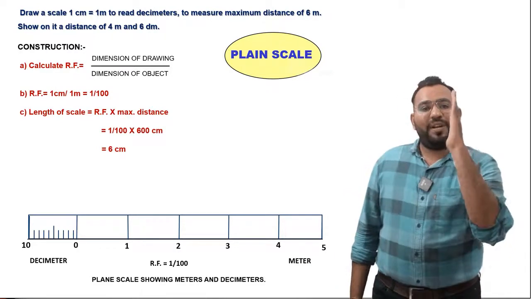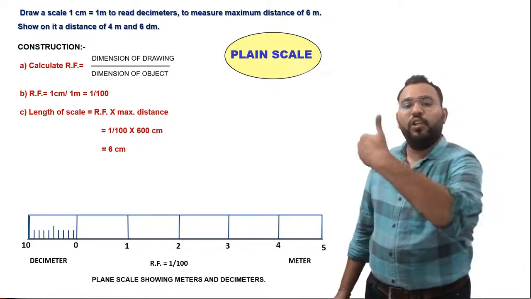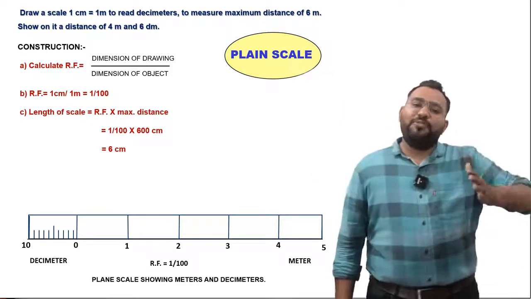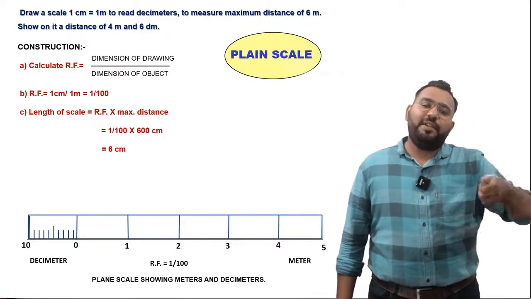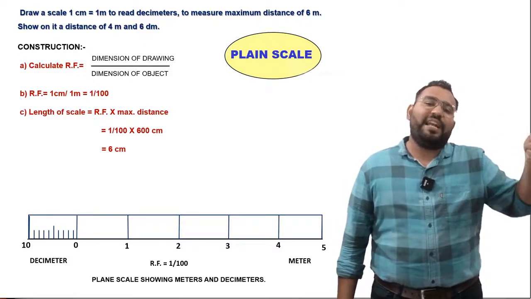So you know that the right side of 0 will show meter, 0, 1, 2, 3, 4, 5 meter, and the left side of 0 will show decimeter. So 0, 1, 2, 3, 4, 5, 6, 7, 8, 9, 10 decimeter.